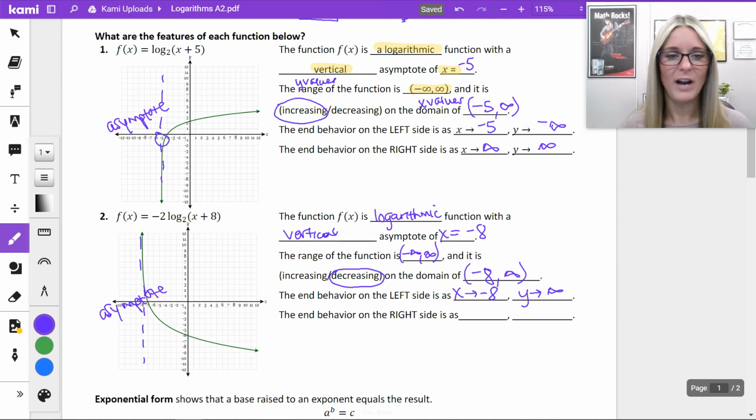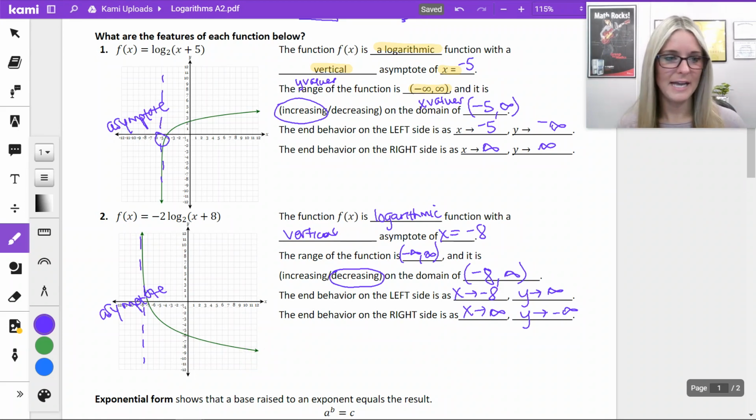Okay? Right end behavior. As x approaches, where's the x going? How far right is it going? It's going to keep shooting out to infinity. Our y is going where? It's slowly going down. Slowly, but it is going down to negative infinity. So look at those two problems. See how they compare?